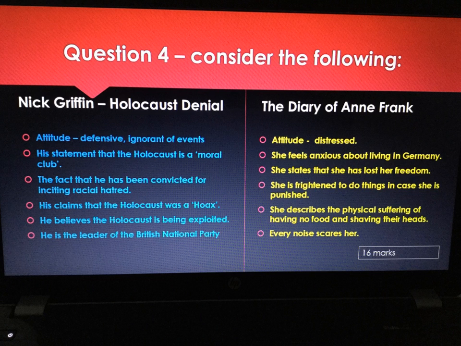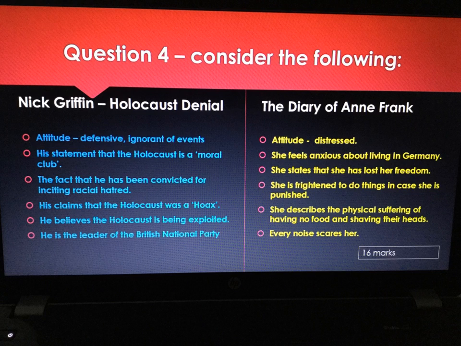So if we're thinking about attitudes towards the Holocaust, then Nick Griffin's attitude seems to be that he's very defensive and ignorant of the events that have taken place. Don't forget that the whole article is called Holocaust Denial and the word hoax is used. He also made a statement that the Holocaust is a moral club. Again, that seems to be making light of it. He has been convicted for inciting racial hatred. So again, if we're thinking about the Holocaust and what actually happened there, he claims the Holocaust was a hoax. He believes the Holocaust is being exploited. He is the leader of the British National Party. So those are some of the things you should consider about that article.